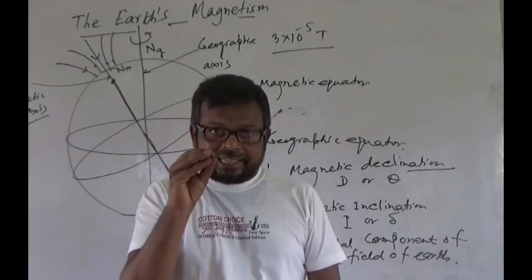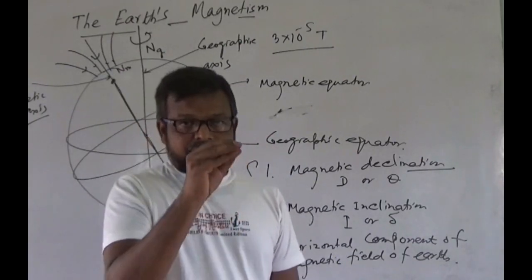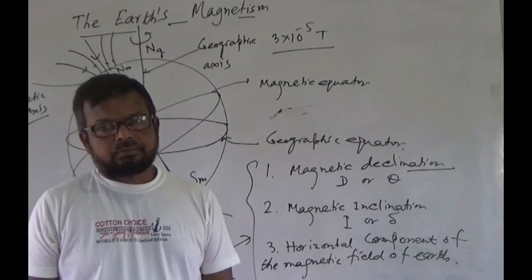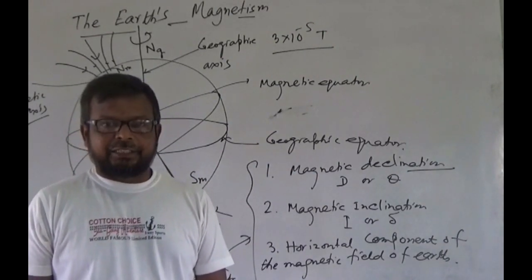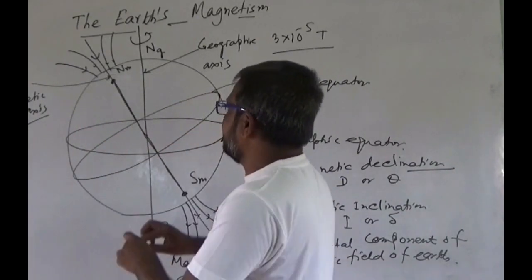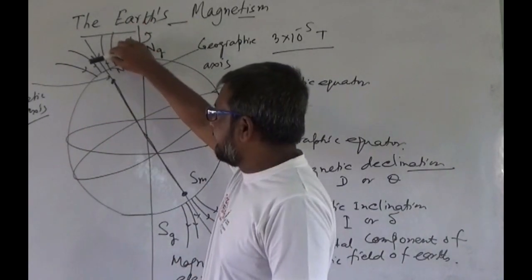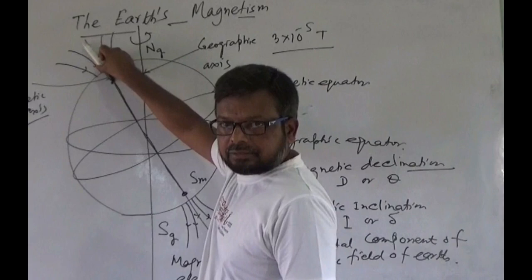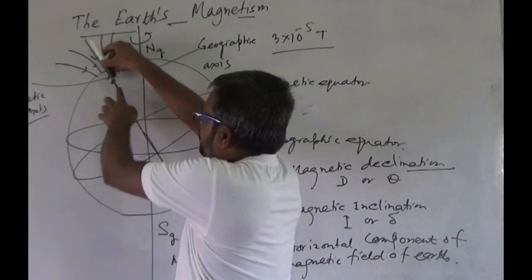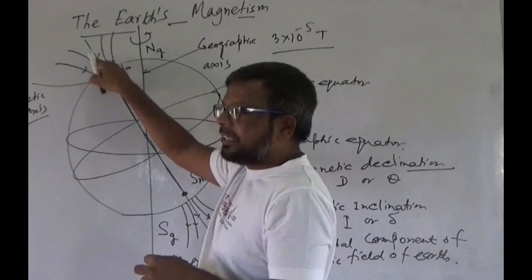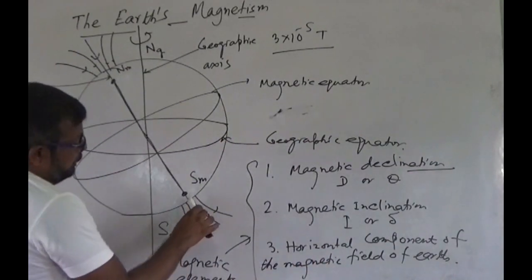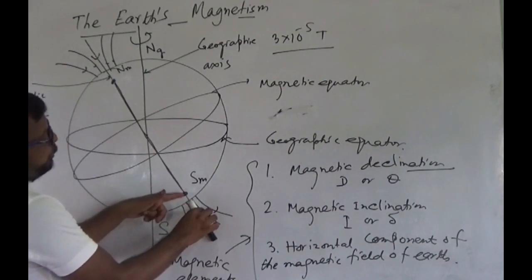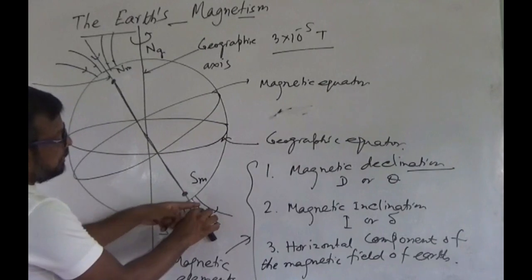And what will be the magnetic inclination at poles? 90. It will be 90 degree, because see here, if we place a magnetic needle, then it will be like this. This is attracted by this pole, so it will be like this. Angle is 90 degree. Similarly, here also it will be like this. South pole of the magnetic needle is attracted by the south pole of the earth's magnetism. It will be 90 degree.